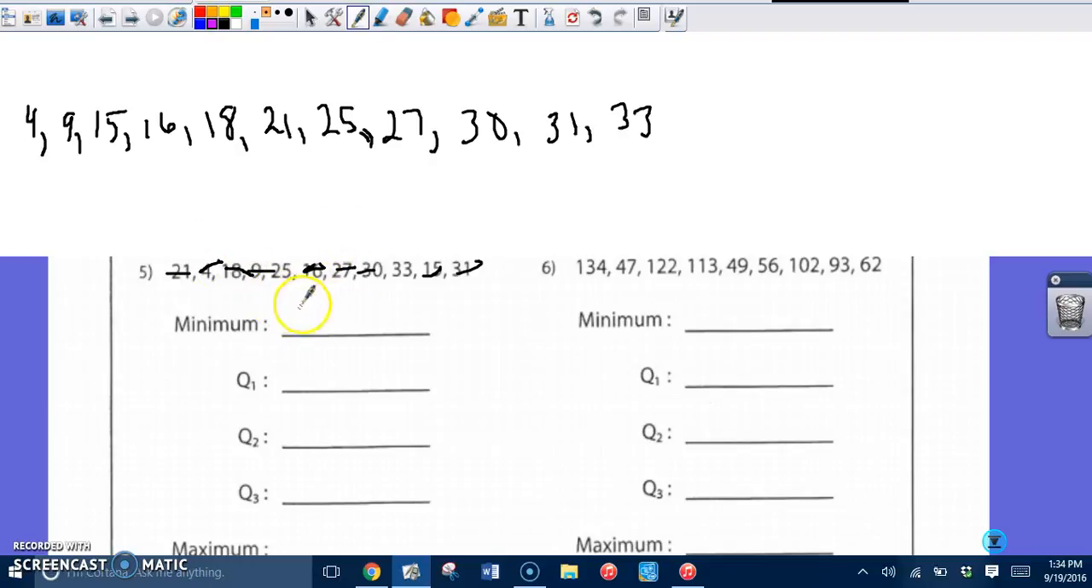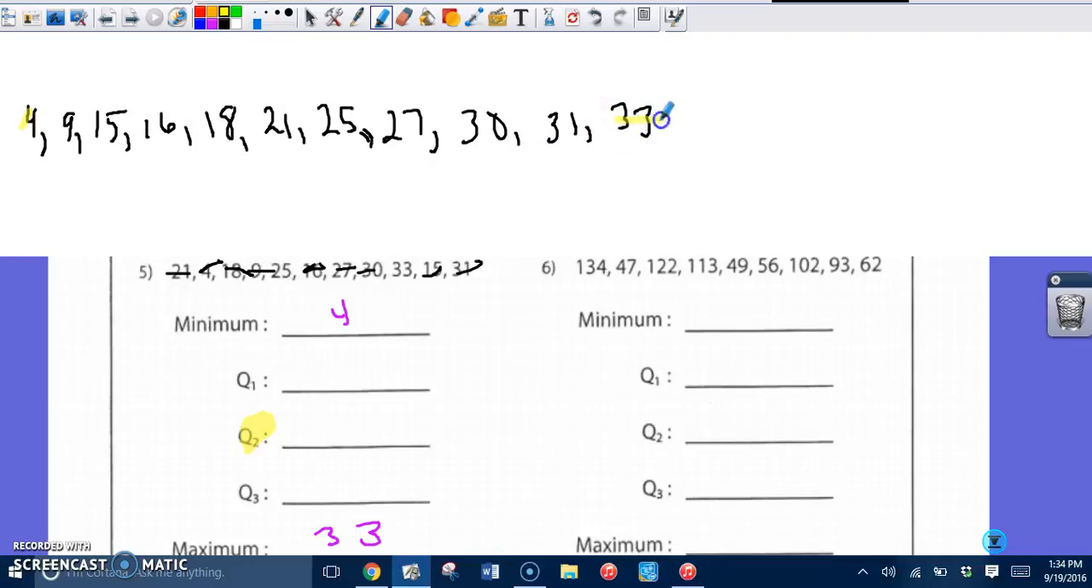All right, so the numbers that we can do very easily, the minimum, is going to be 4. Smallest number is 4. Maximum number is 33. All right, so remember, we're going to start first with quartile 2. Quartile 2 is just the median of the set. And as we know from the other statistic practices we did, the median is the middle number. So let's cross off till we get to the median.